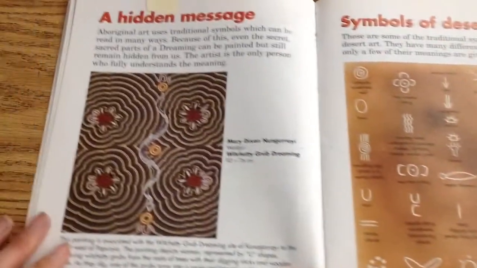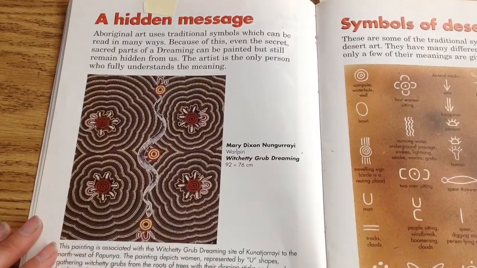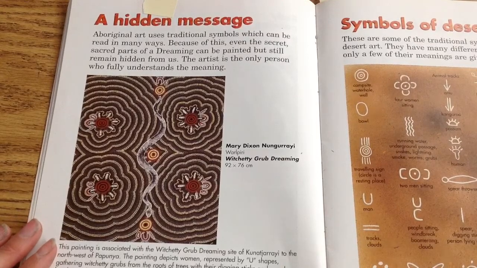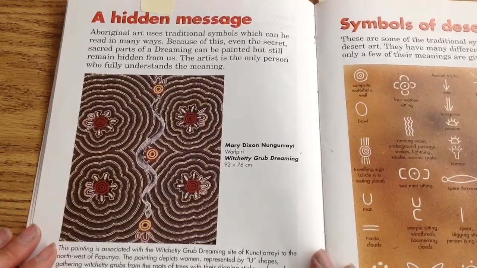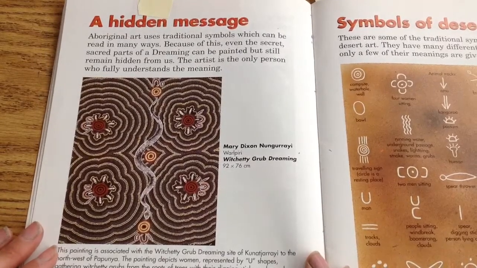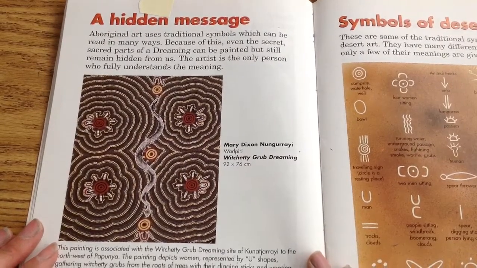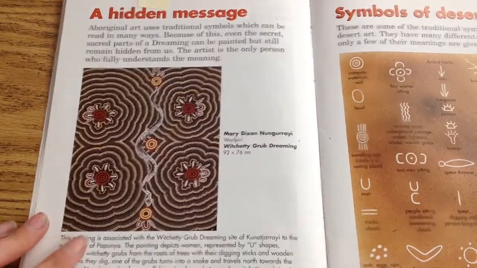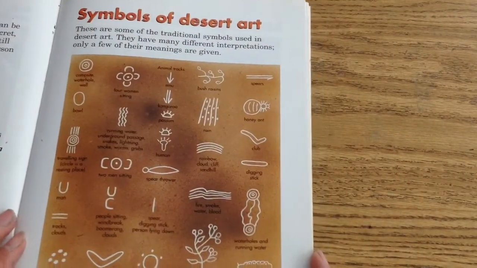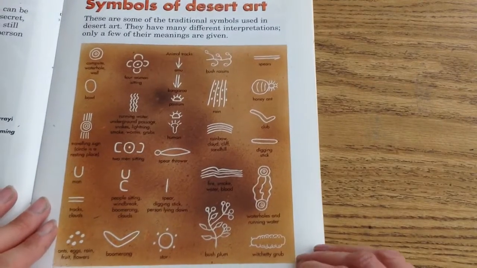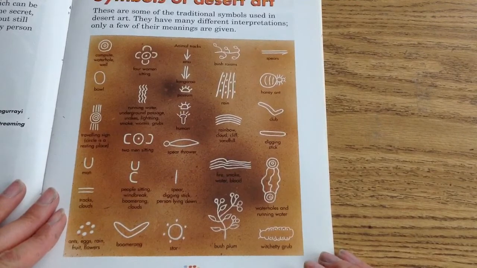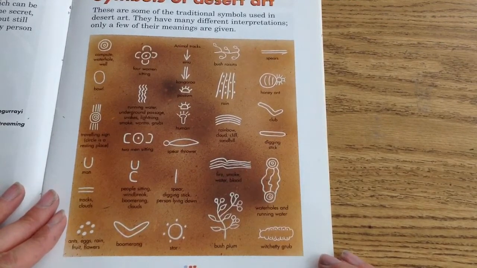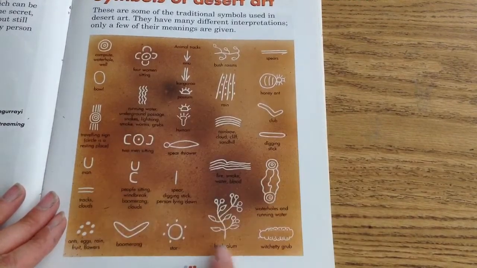A hidden message. Aboriginal art uses traditional symbols, which could be read in many ways. It's kind of like hieroglyphics in ancient Egypt. Because of this, even the secret parts of dreaming can be painted but still remain hidden from us. The artist is the only person who fully understands its meaning. These are some of the traditional symbols used in desert art. They have many different interpretations. Only a few of their meanings are given.